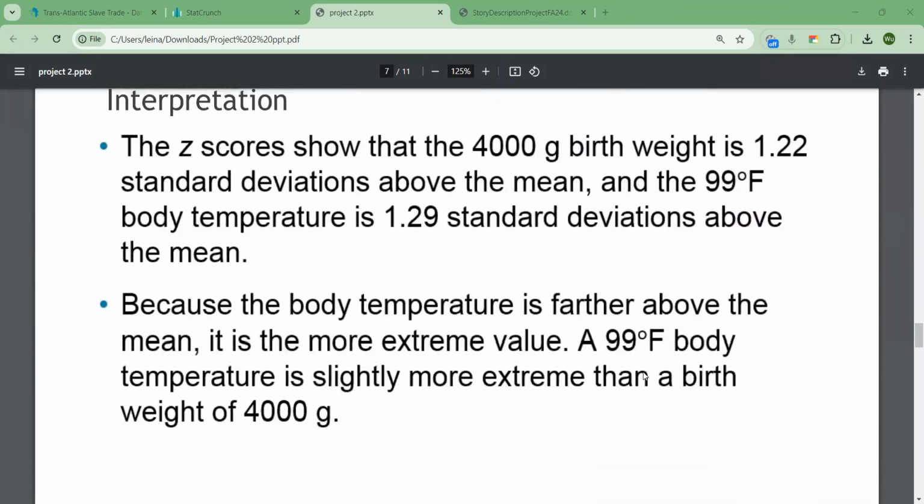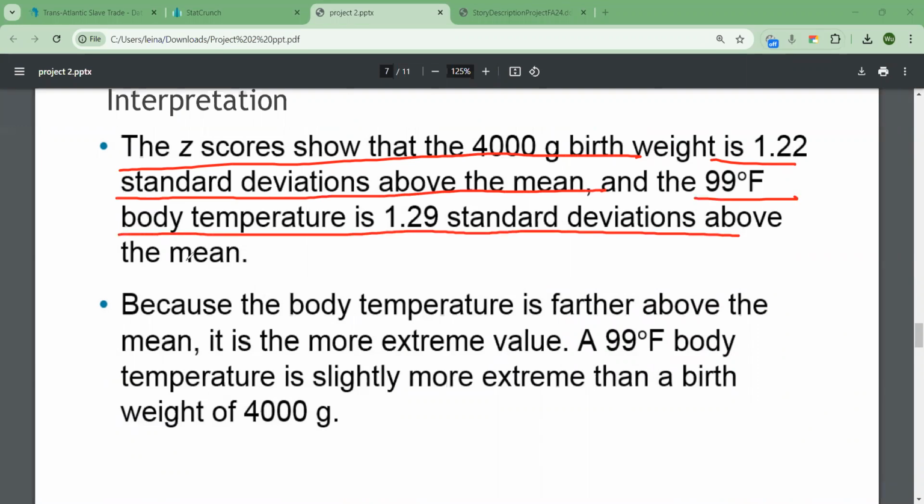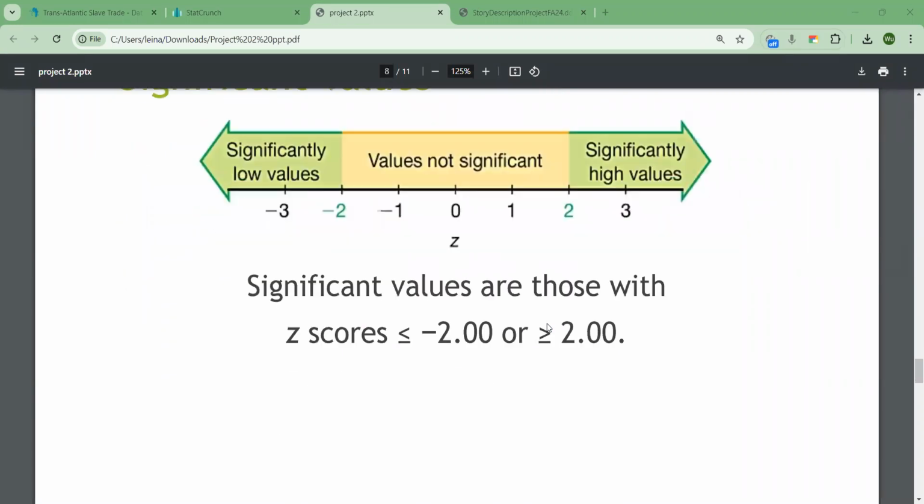So this is an interpretation we just mentioned. The z-score for the 4,000 gram birth weight is 1.22 standard deviations above the mean. The 99 degrees body temperature is 1.29 standard deviations above the mean. And this 99 degrees Fahrenheit is going to be more extreme because of its higher z-score.